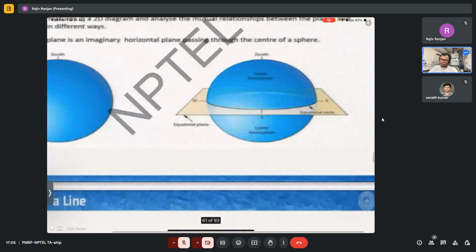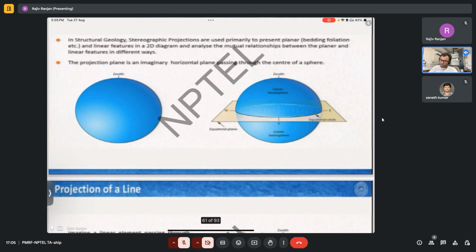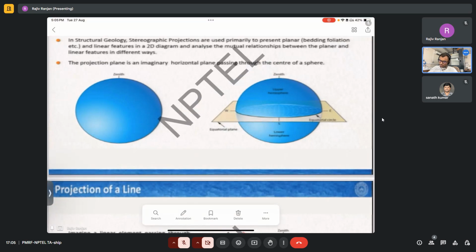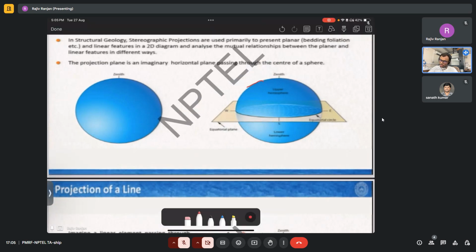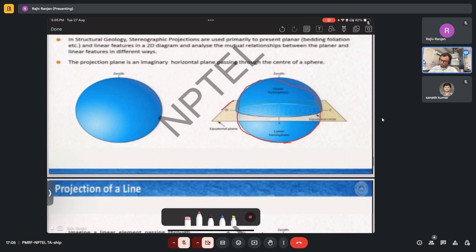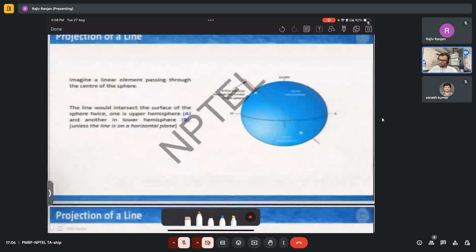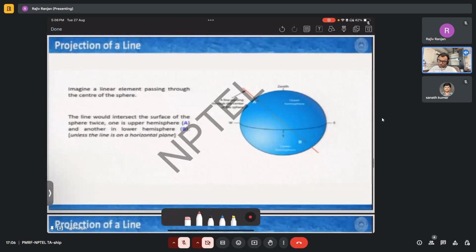So look here. This is a sphere, right? And this is an equatorial plane. So what do we do? If you see here, it is a line. And when we pass it through the hemisphere, it is cutting in two places, here and here.